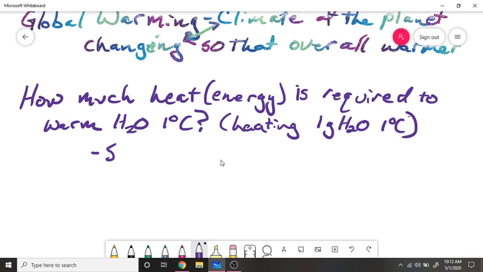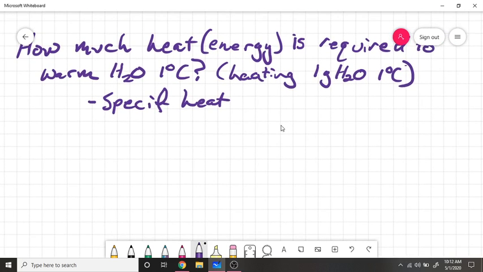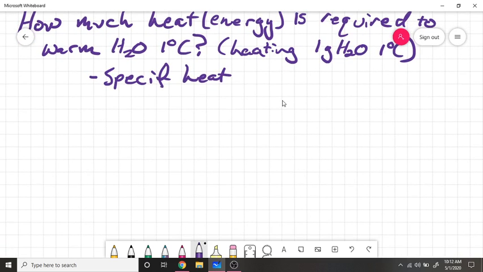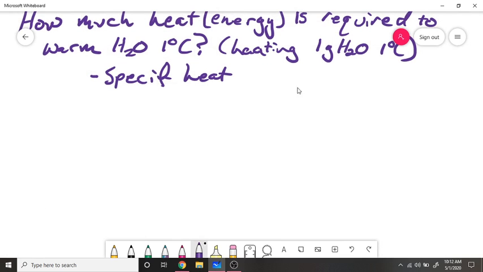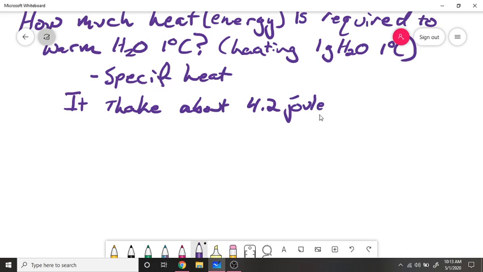This has a special name and it's called the specific heat. They figured it out for pretty much every substance: how much energy does it take to heat 1 gram of anything 1 degree Celsius. They looked at water first because water is so important for us. So it takes about 4.2 joules of energy to heat 1 gram of water 1 degree Celsius.